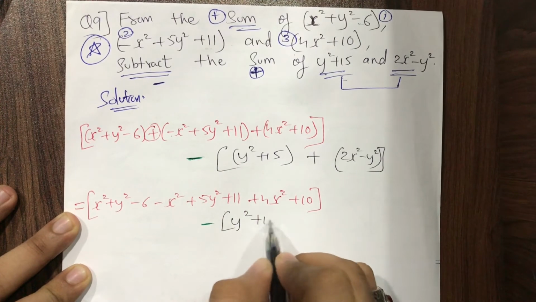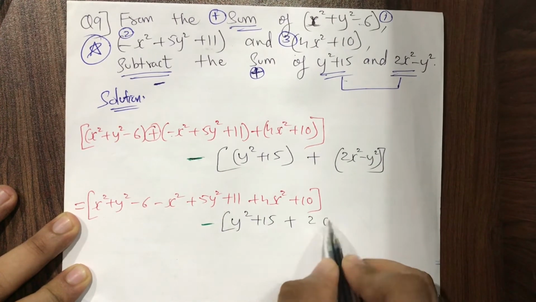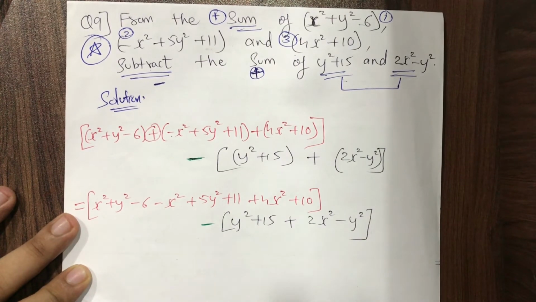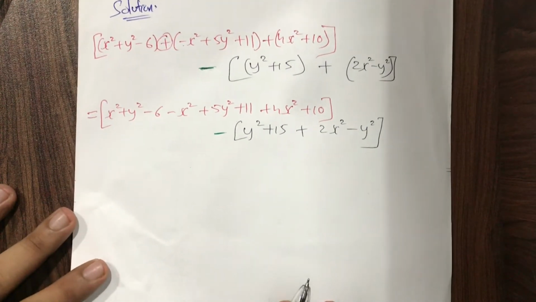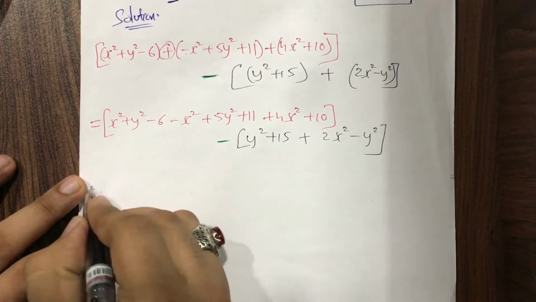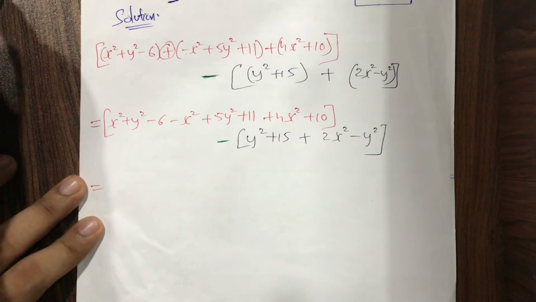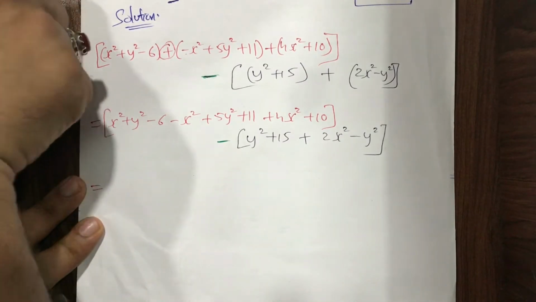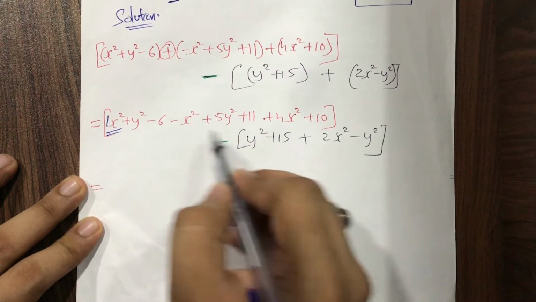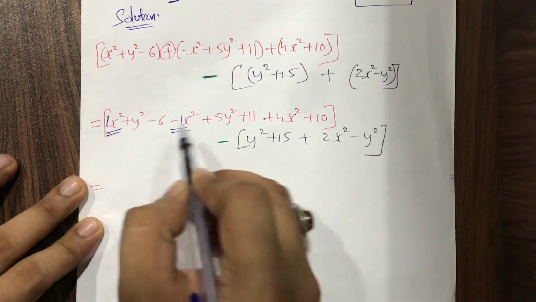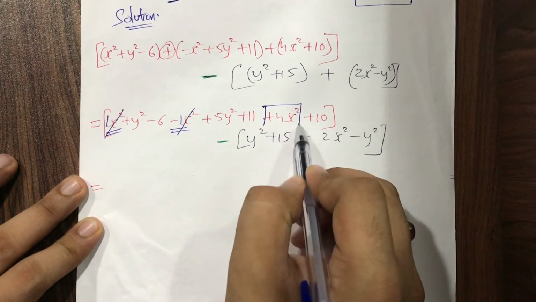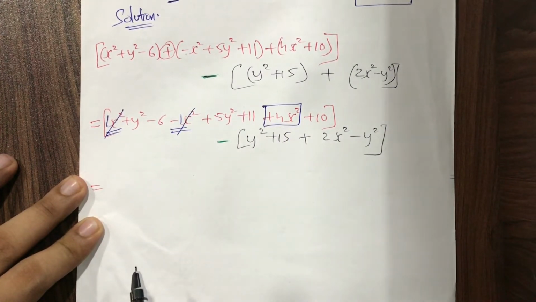Y square plus 15 plus 2x square minus y square. I have just opened up the bracket, that's it. Okay, now I'll solve a little bit over here. Now I can see, students, that here I have x square, it means it's 1x square, and here I have minus 1x square. So plus 1x square minus 1x square cancels. Here I have plus 4x square, so only plus 4x square is remaining.